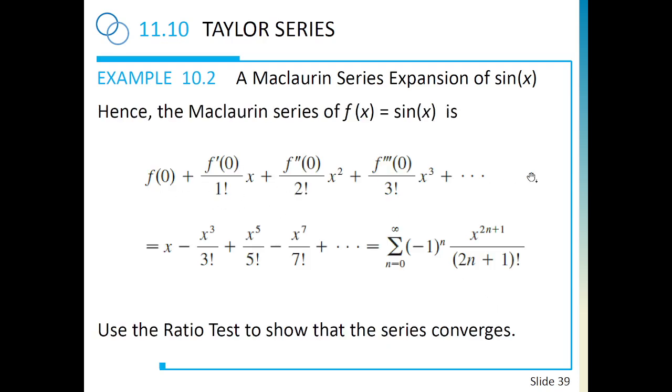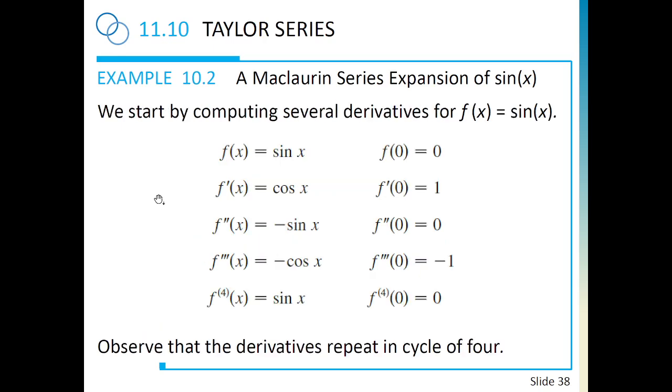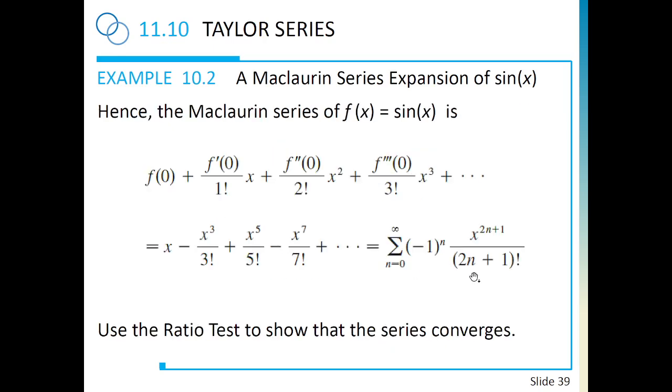So the formula was the derivatives divided by n factorial, x to power n. So we just plug the values here. The first one is 0, the derivative number 1 is 1, derivative number 2 is 0, derivative number 3 is negative 1. So basically that's how we get this part.